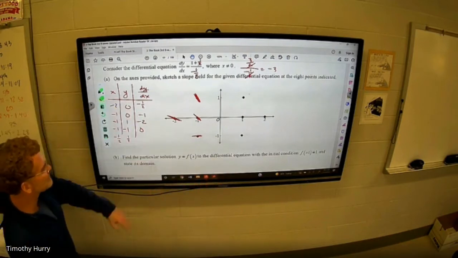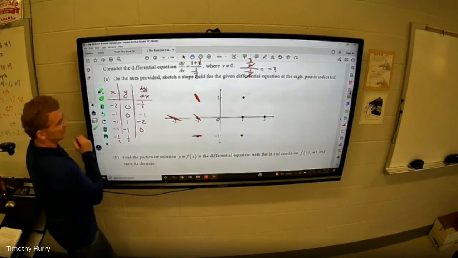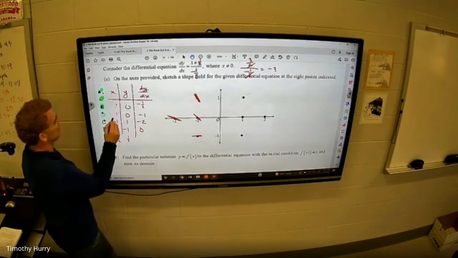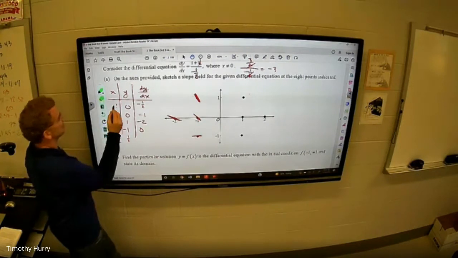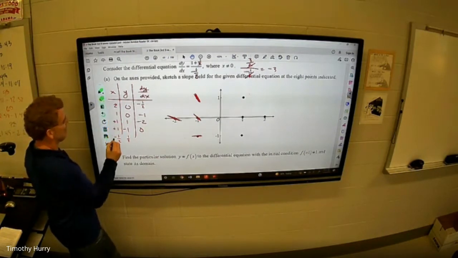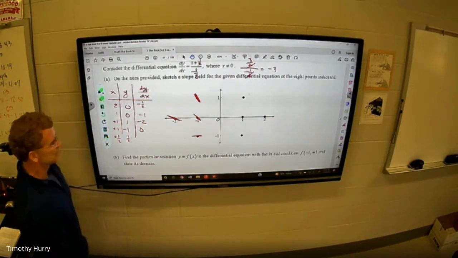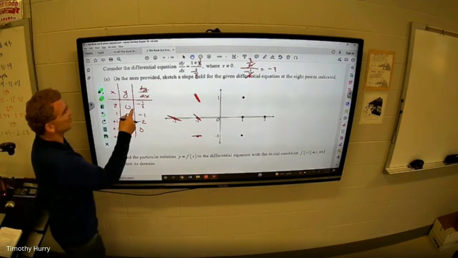What about on the other side at 1, 0? So I'm basically using these same values, but now they're all positive. So at 2, 0, I'm getting what?